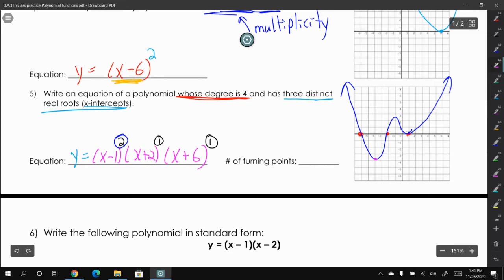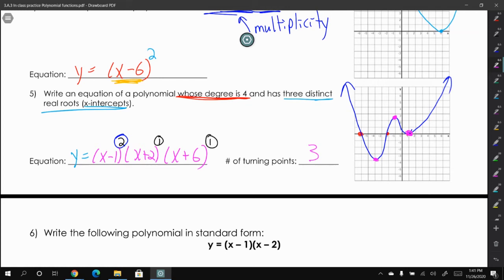Number of turning points. We have one turning point, another turning point, and then another turning point. So we have 3 turning points. You remember, turning points are where the function changes. So like if we're going down and then going up, that's a turning point, or going up and then going down, that's another turning point.